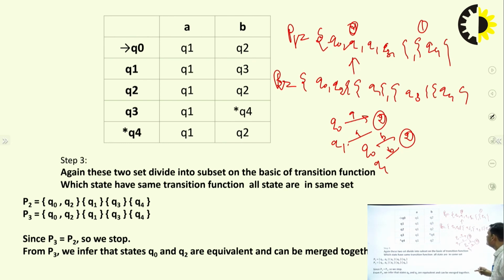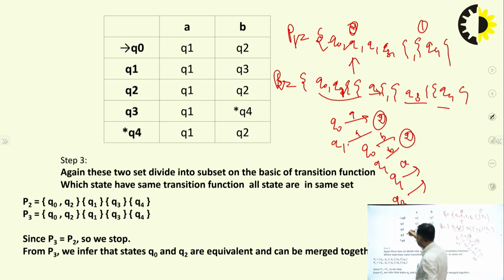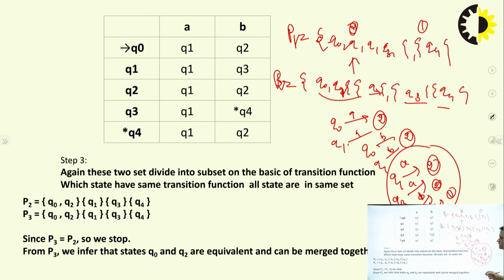This is only one set of the partition. So Q0 and Q2 are one set, and Q1 is another set, Q3 is another set. On input A, Q1 and Q3 go to partition set number 2, and on input B, Q1 and Q2 go to Q1 and Q3, and this is not only one set.